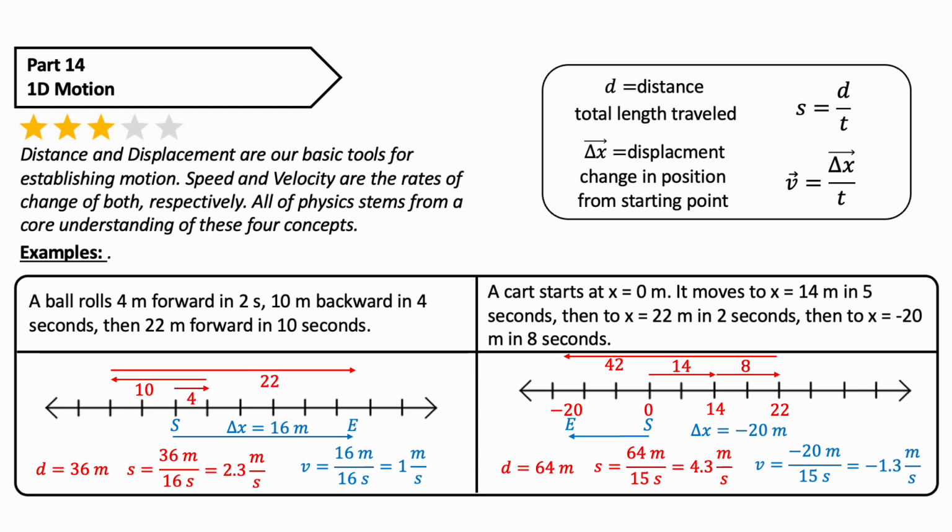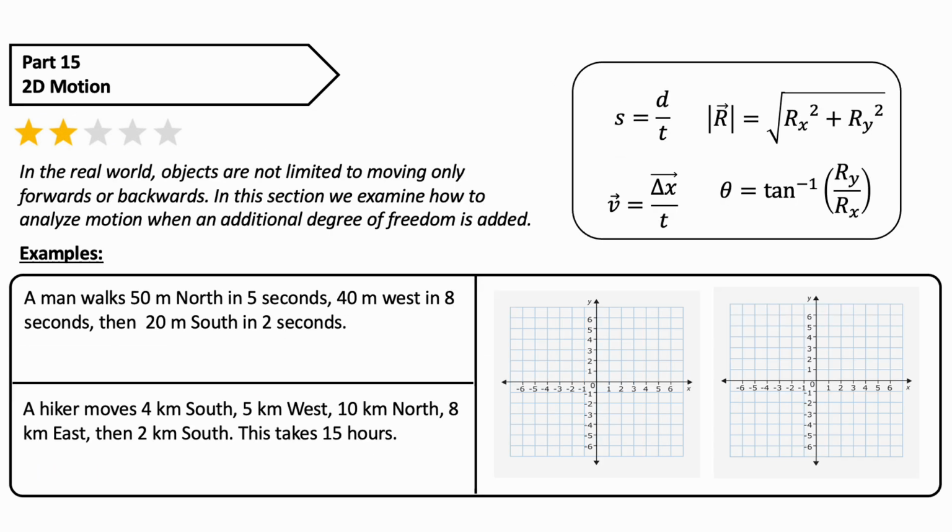All right, next is part 15. And in part 15, we are doing the same kind of distance, displacement, speed, and velocity values, but now we're going to up the difficulty a little bit by adding an additional degree of freedom. So now, rather than just limiting our objects to only moving forwards and backwards or along a one-dimensional plane, now they can move both forwards and backwards and left to right, or they can move both north and south and east to west. So like last time, it's very helpful to sketch this motion to get the full picture. So let's just do that for our first example.